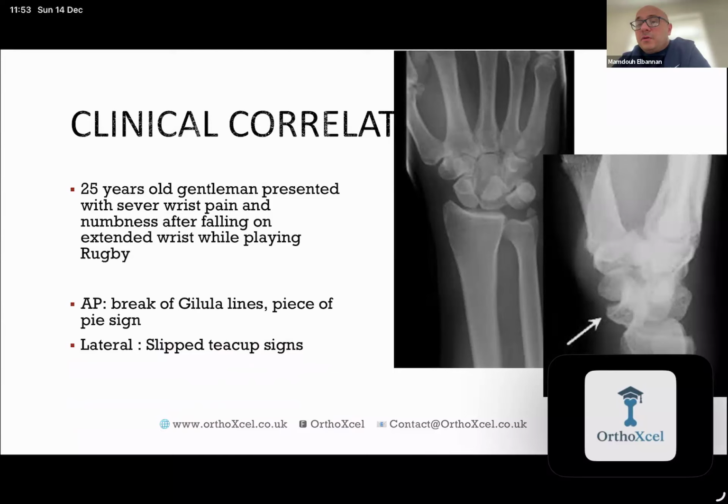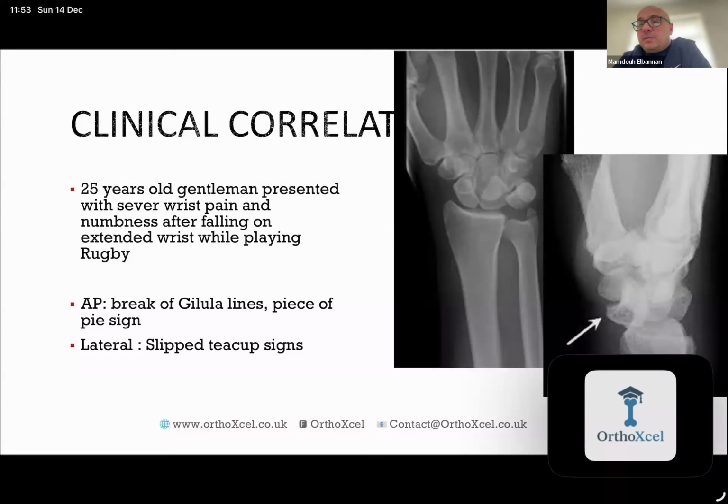On the AP view, you can see the piece of pie sign, which if you look here, can you see my cursor? This part. So the lunate moves and it gives you a part of a pizza or part of a pie. Then if you look at the lateral, the lunate should be facing forward and now it has slipped: the spilled teacup sign. What will you do for this case?